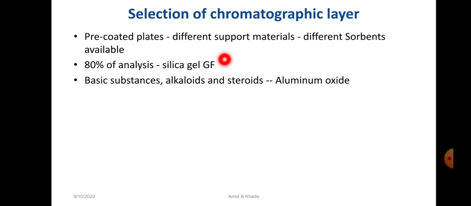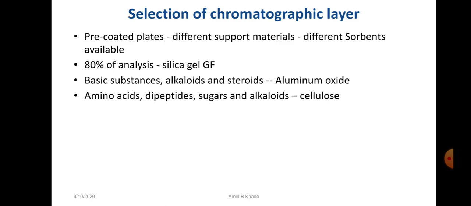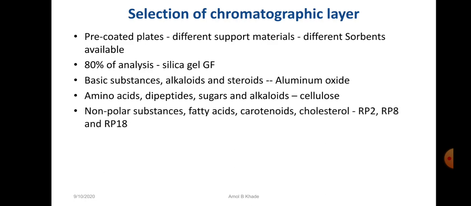Now selection of the chromatographic layer or the adsorbent is based mainly on the nature of the sample. So if you have alkaloids, steroids or basic substances, usually we prefer aluminum oxide. If you have amino acids, dipeptides, sugars and alkaloids, we prefer cellulose as an adsorbent.